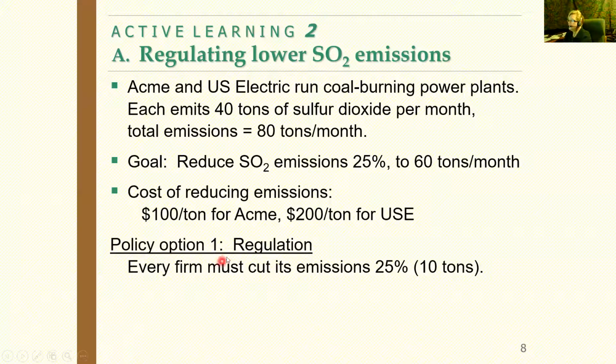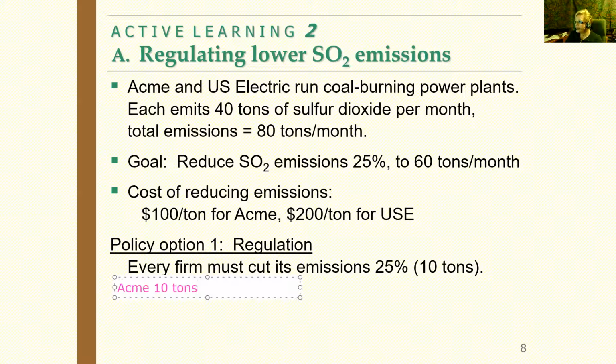So the first type of approach we're going to use by the government is this regulation, the command and control approach. So every firm must cut its emission by 25%. So what exactly would that look like? So let's start with Acme. Acme will have to reduce its emissions by 10 tons.